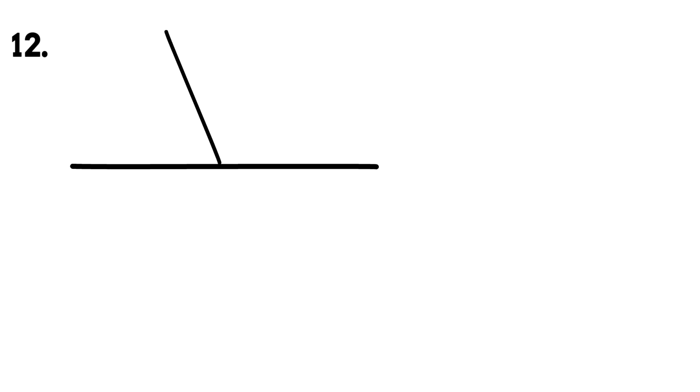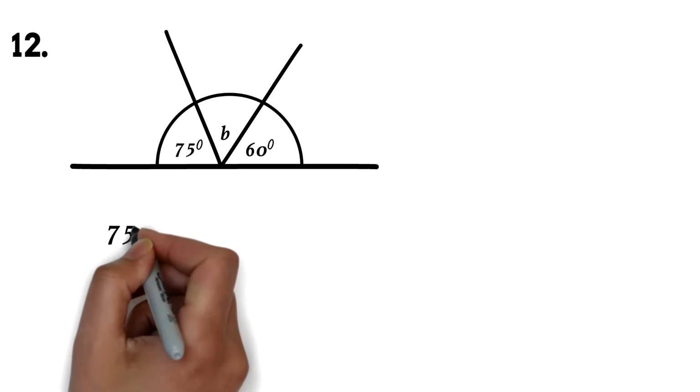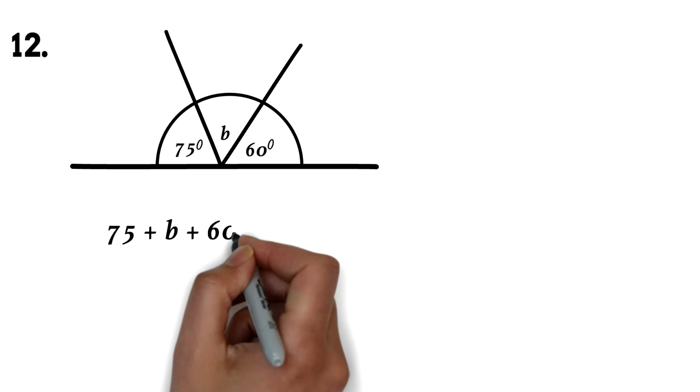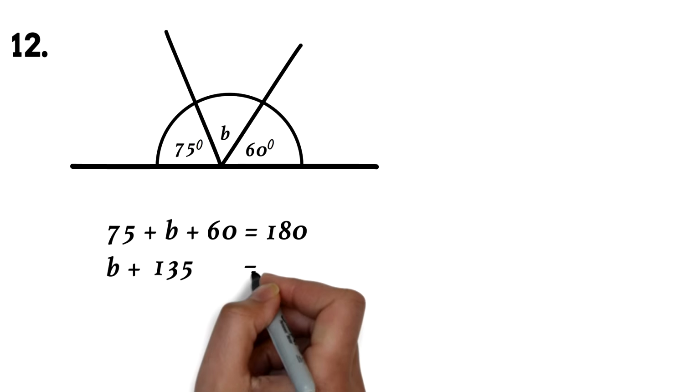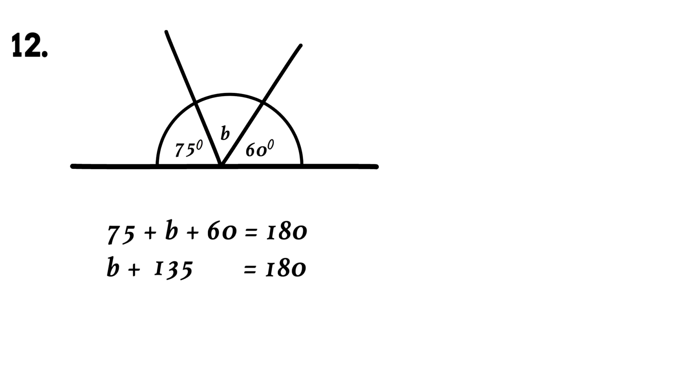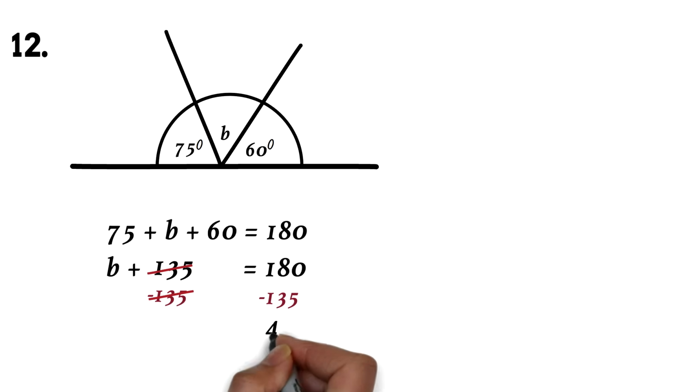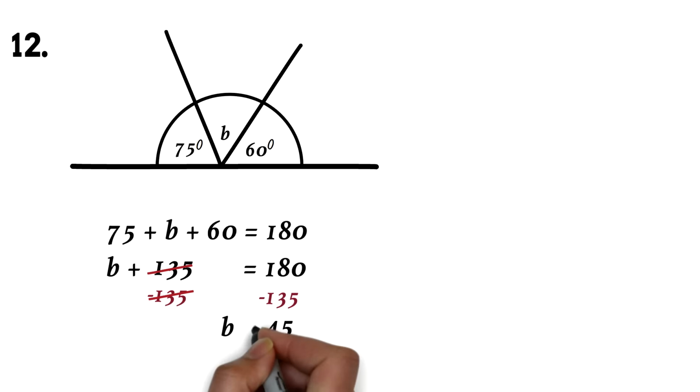Question 12. We want to find the angle B. Here again, we have angles on a straight line. So 75 plus B plus 60 must be equal to 180. We can add the 75 and 60 to get 135. We have B plus 135 equals 180. We have a one-step equation. Since the 135 is adding, we can subtract 135 from both sides. This will cancel out. 180 minus 135 is 45. So B is 45 degrees.